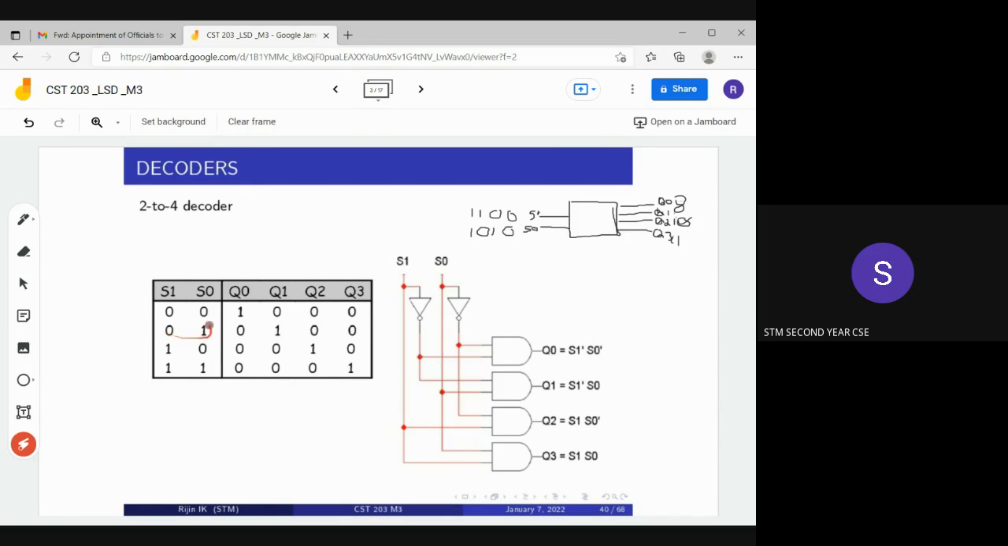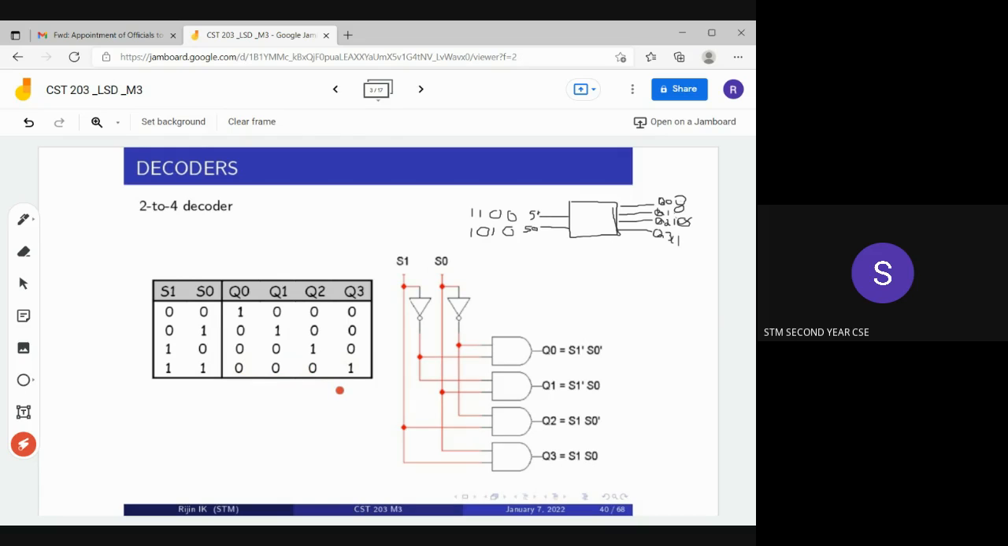If our input value is 0 1, then the corresponding Q1 will be active, and the remaining bits will be 0. Then if you provide the input 1 0, then Q2 will be active, remaining all bits will be 0. Then if you provide the value 1 1, both the inputs are high, then Q3 will be active, remaining all will be 0.